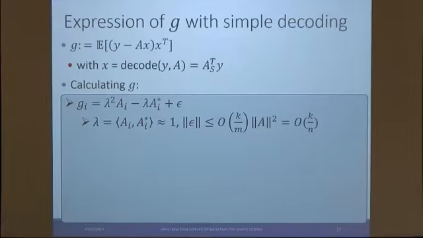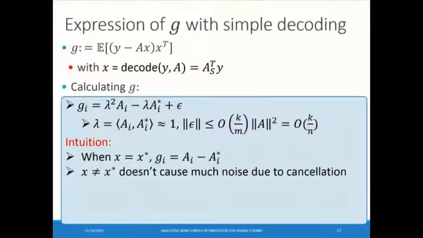It's lambda squared times A_i minus lambda times A_i star, plus some error. Let's forget about the error, but this lambda is something close to 1. So this is really correlated with the direction A_i minus A_i star with a slightly different constant, and this constant actually converges to 1. It's a little bit hard to believe this, but the reason is that if you plug in x to be x star, then this is really A_i minus A_i star. So what we are saying is that if x is not x star, then this doesn't cause too much error due to the cancellation.